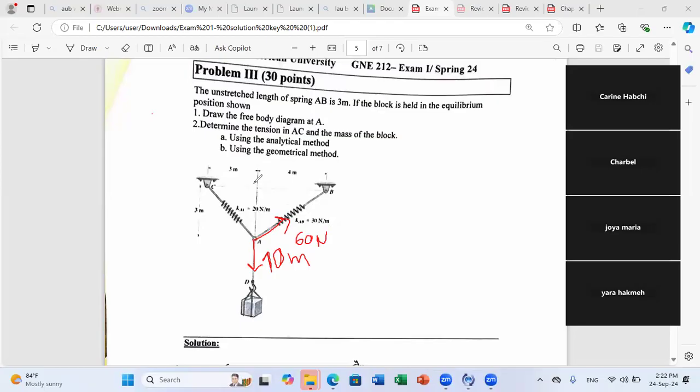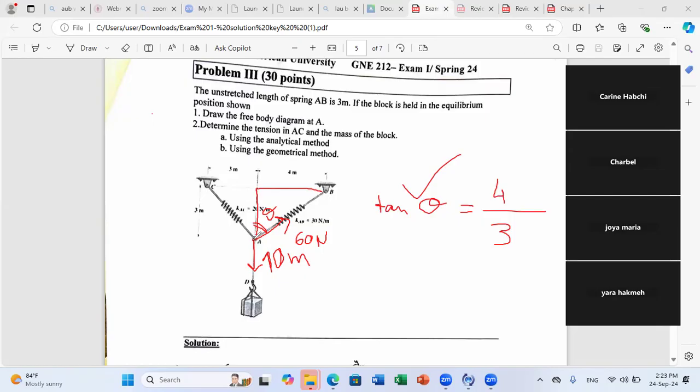Since I have all dimensions in my figure, I can calculate this angle, which I will call theta. How to calculate theta? Tan theta is this distance, which is 4, over the height, which is 3. So tan theta is 4 over 3, and I can get the angle theta. I am done with this tension. I move to the other.